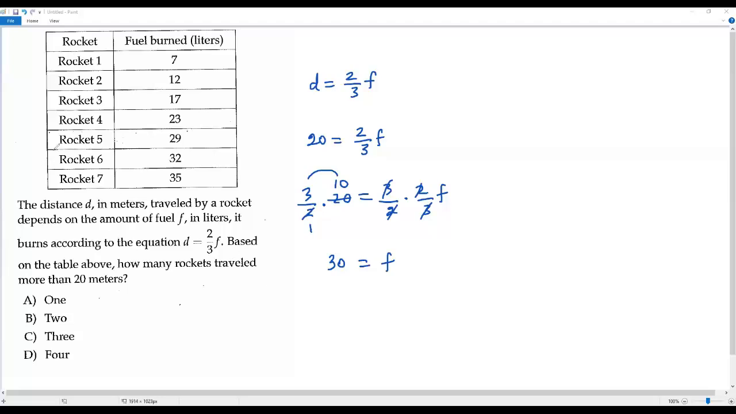Okay, now in this table, we have to identify the rockets which have burned more than 30 liters of fuel. So clearly the two rockets, rocket 6 and rocket 7. So these two rockets burned more than 30 liters of fuel. So these two rockets must have traveled more than 20 meters of distance. So the correct answer choice for this question is option B.